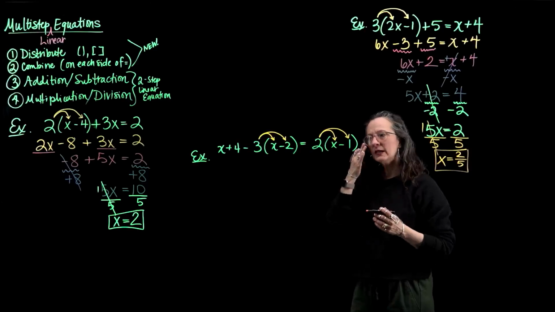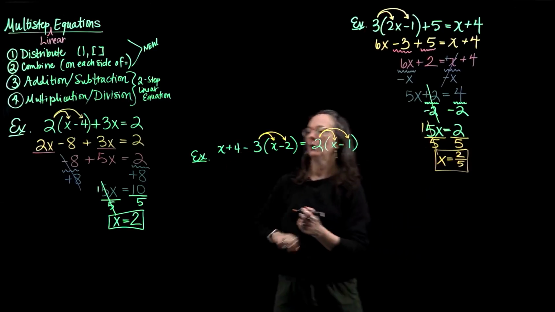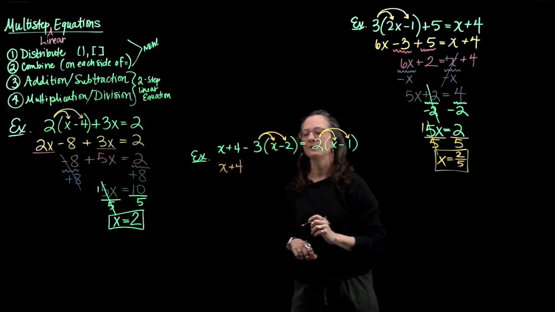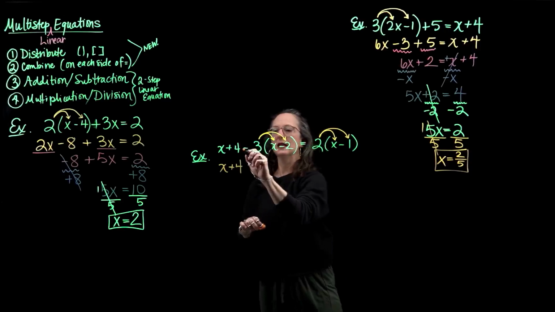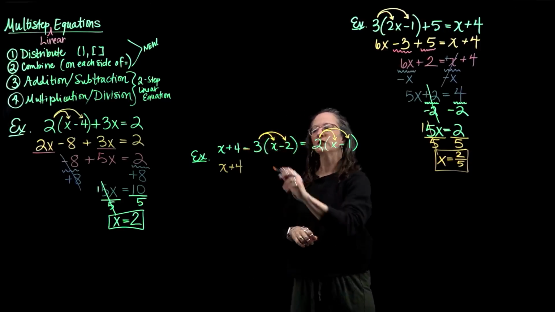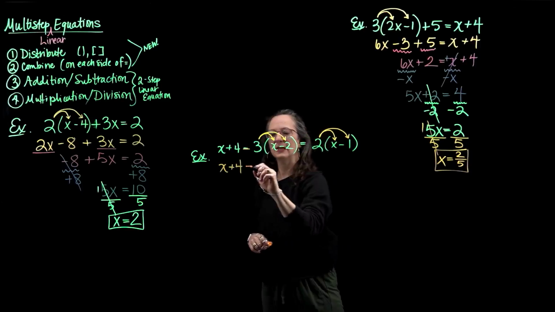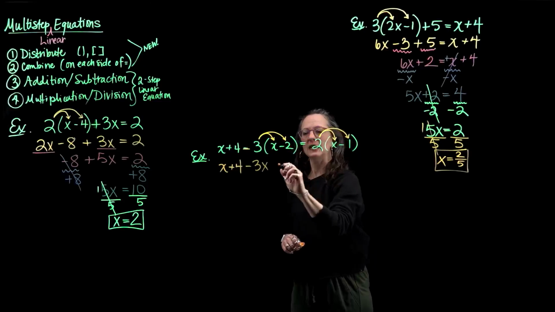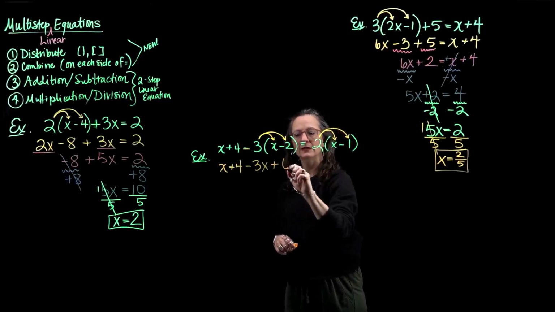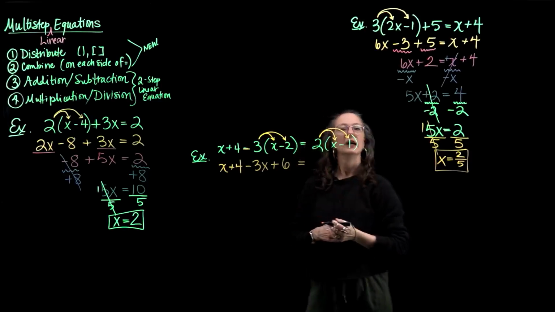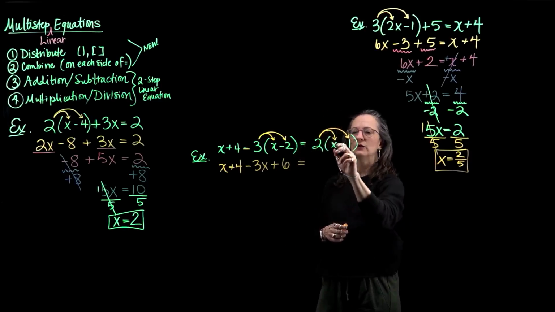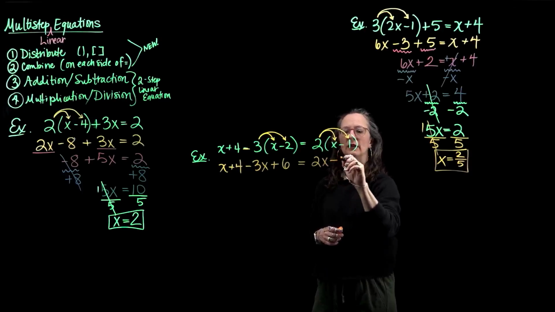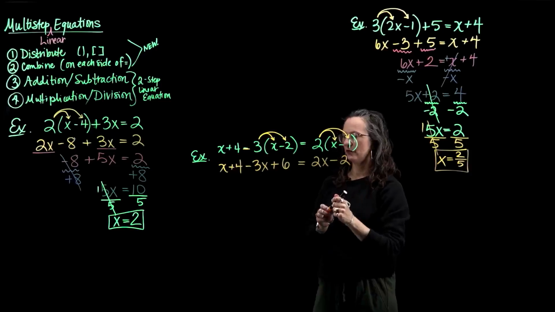All right, let's go ahead and do this step. So where we started with the x plus 4, I'll just write that down again. Don't lose this negative, it's super important. So I have minus 3 times x is minus 3x. Minus 3 times negative 2 is going to be plus 6. And then on the right-hand side, 2 times x is 2x. 2 times negative 1 is minus 2.